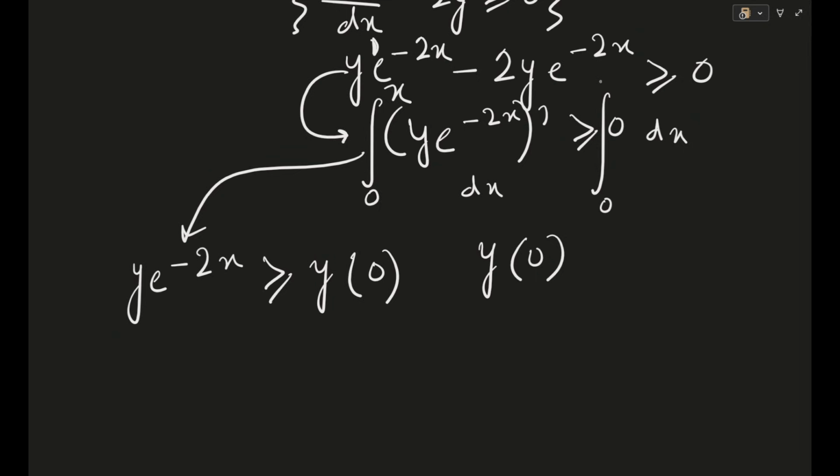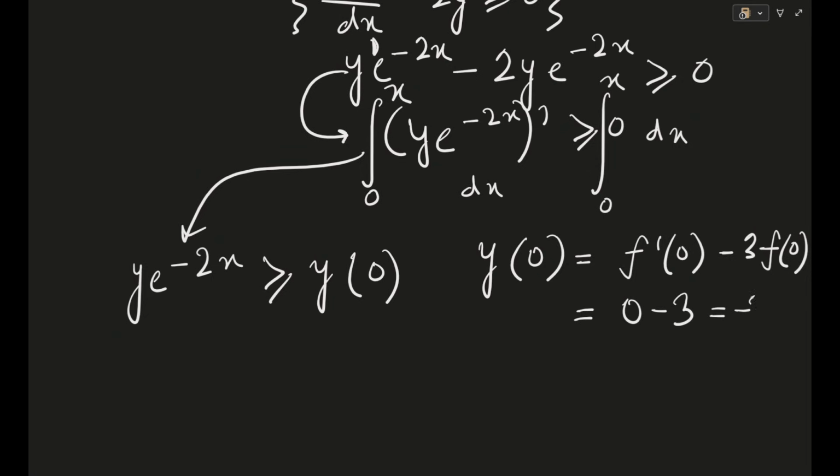Please keep that in mind. That is why y of 0 has come. Some people will make a mistake. So we can find out y of 0 as f dash 0 minus 3f of 0, which was the expression we found a while ago, right? These values are, fortunately, given. So this will come out to be 0 minus 3, which is equal to minus 3.